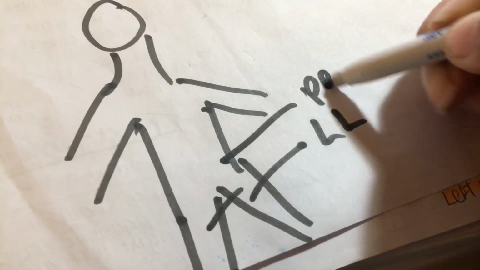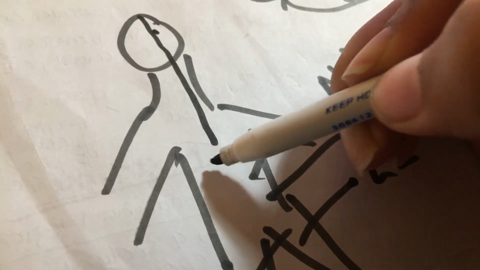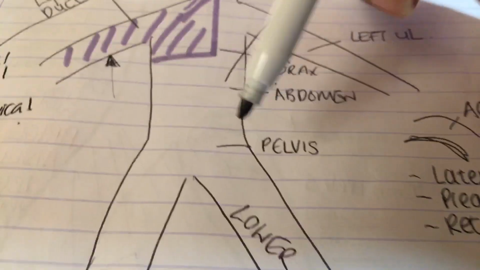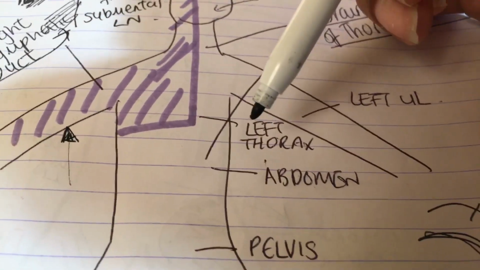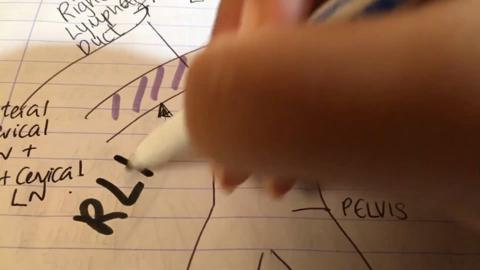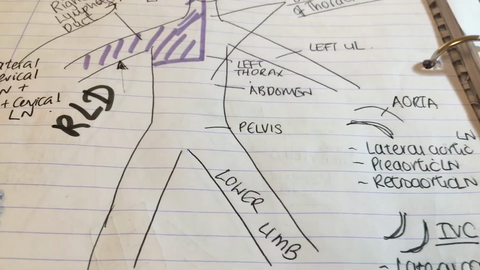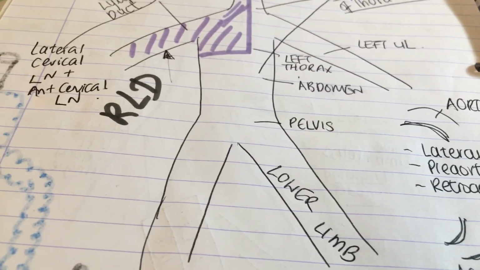It will cover their pelvis, it will cover their abdomen, and then excluding the right head, neck, cervical and thorax and upper limb region, the thoracic duct will cover everything else. So just like here, the thoracic duct will cover the lower limb, the pelvis, the left thoracic limb region, the left head and neck region. Whereas ductus lymphaticus dexter, aka the right lymphatic duct, will cover the right upper limb, the right thorax, the right head and neck region. That's how the division of the lymphatic ducts is throughout the body.